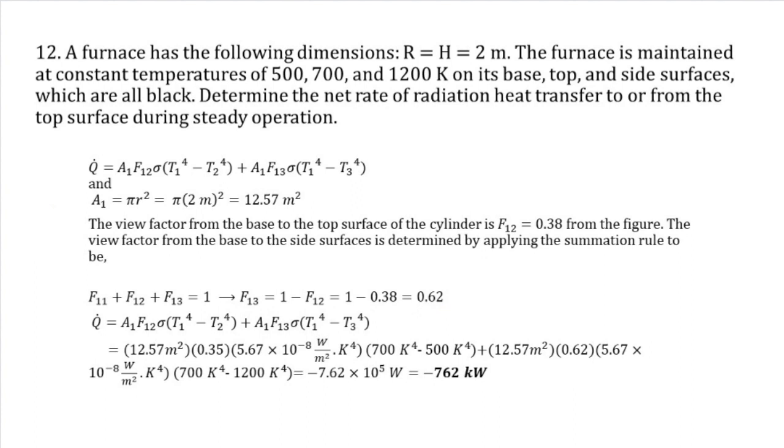Okay, moving on to the first equation at the top. Let's copy the equation, and then substitute all the givens, because we already gathered F sub 13. Using your calculator, after calculating all this, we'll get the answer, negative 7.62 times 10 raised to 5 watts, or converted to kilowatts, negative 762 kilowatts.